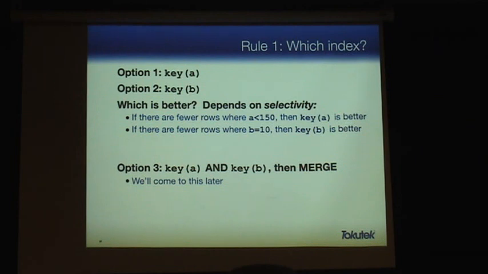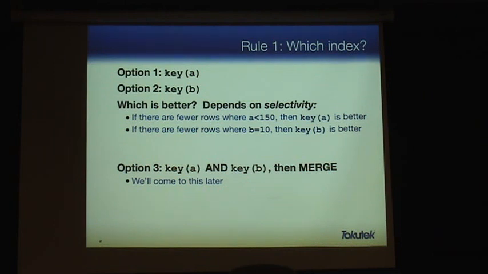Now, what's better between these options? Well, it depends on the selectivity. If there are fewer rows where A is less than 150, then key A is better. If there are fewer rows where B is equal to 10, then key B is better. Now, there's also a third option here, which I'm going to address later, where you use both a key on A and a key on B, and you merge the results. I believe sometimes in MySQL, if you look at the explain statements, you might see something along the lines of "using index merge" or something like that.